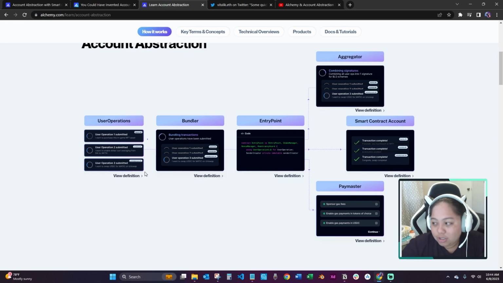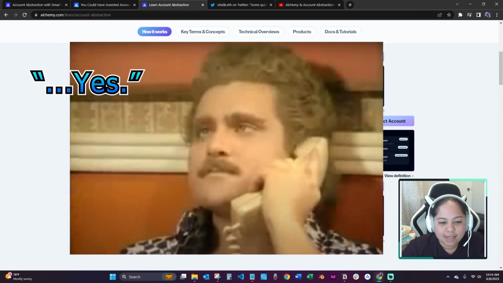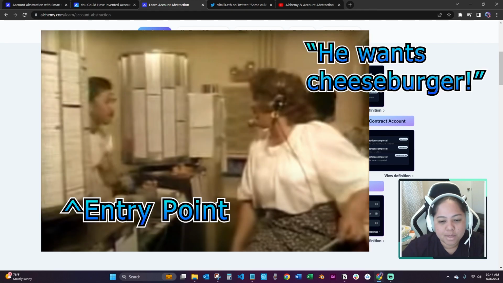So the bundler checks that so that the user only has to do that once. Yes, only once. You tell it what to do only once. And the bundler is going to take that, look at it, and then it's going to send it to an entry point. And this entry point is the entry to the smart contract.